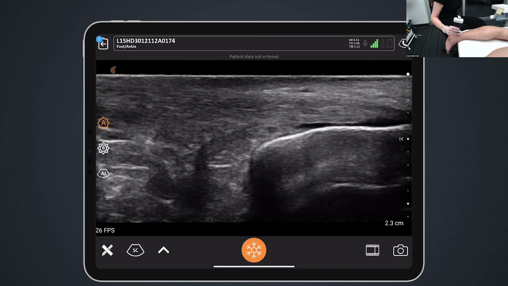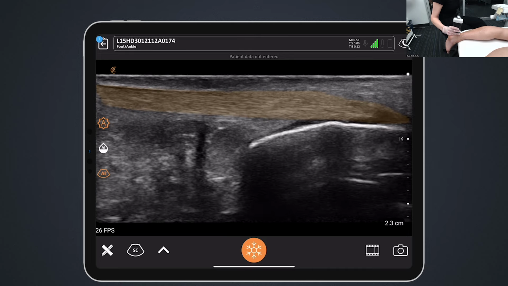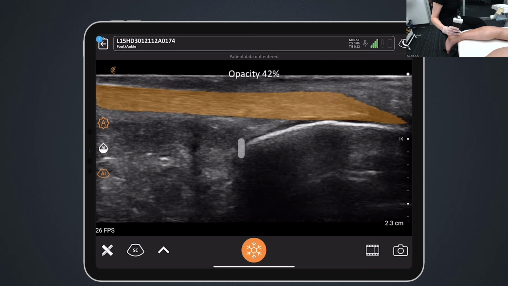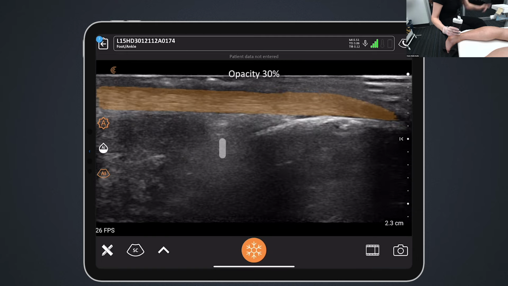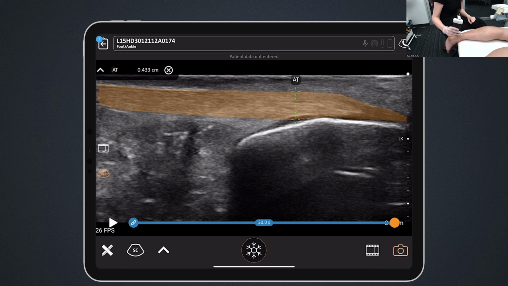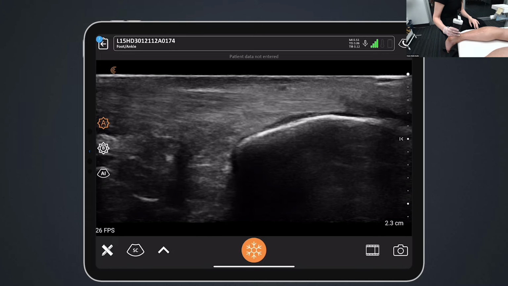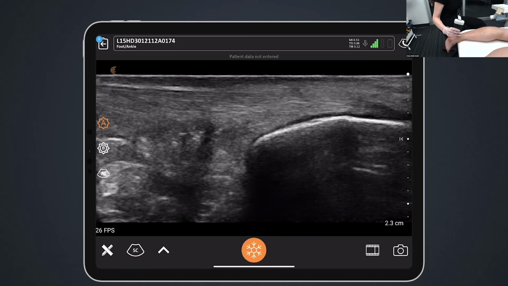If we turn on the MSK-AI here, we can see it highlights the tendon really nicely for us, and we can change the opacity. We can make it darker or lighter. And then when we freeze our image, it automatically recognizes that this is the Achilles tendon. It measures it in the largest thickness. And if we turn off the AI, we can capture the image without the opacity on it there.